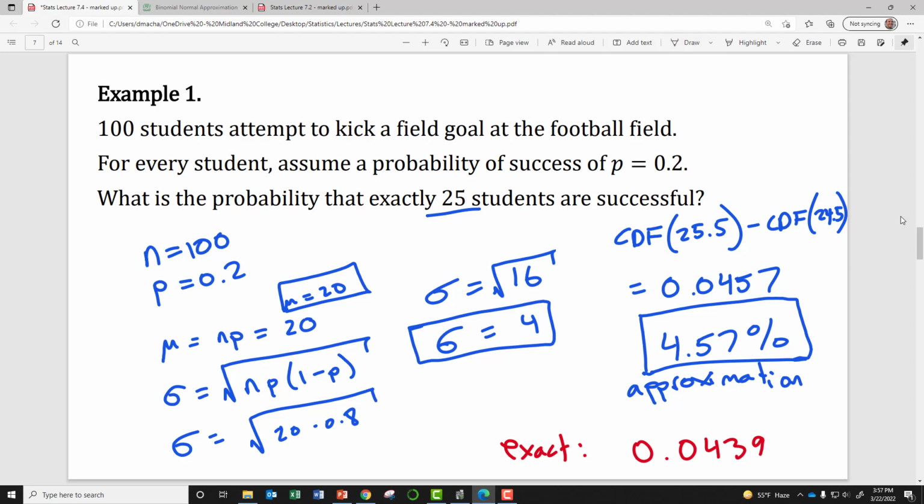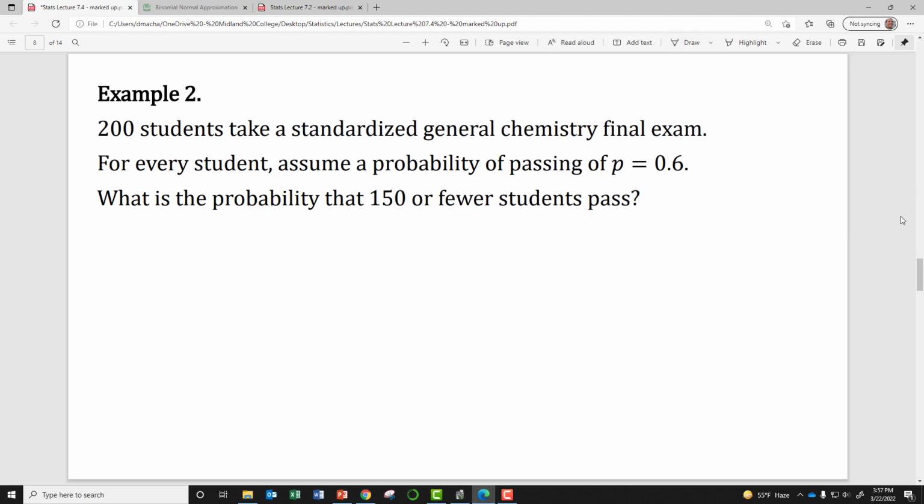Okay. New example. This one says 200 students are going to take a standardized general chemistry final exam. For every student, we assume a probability of passing of p equals 0.6. What is the probability that 150 or fewer students pass? So when we say 150 or fewer, we're talking about less than or equal to 150. And this is exactly the kind of problem that the binomial distribution cumulative distribution function was designed to answer.